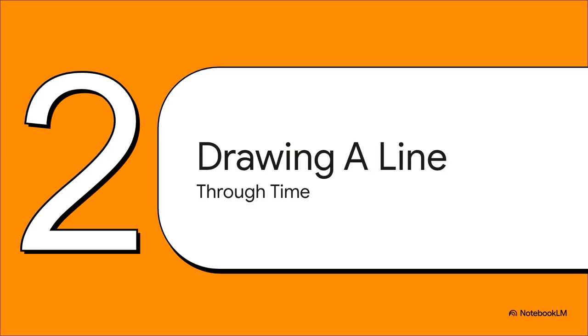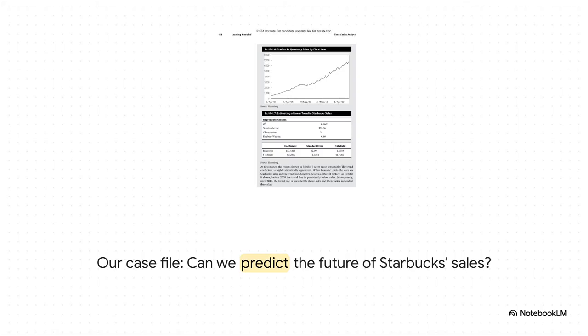So, where do we even begin our investigation? Well, we start with the most basic technique in the book. We are literally just going to try drawing a line through time. And to do that, let's open up our case file, Starbucks quarterly sales all the way from 2001 to 2017. I mean, you just glance at this evidence and the story's pretty obvious, right? Sales are going up. There's a really strong upward trend.